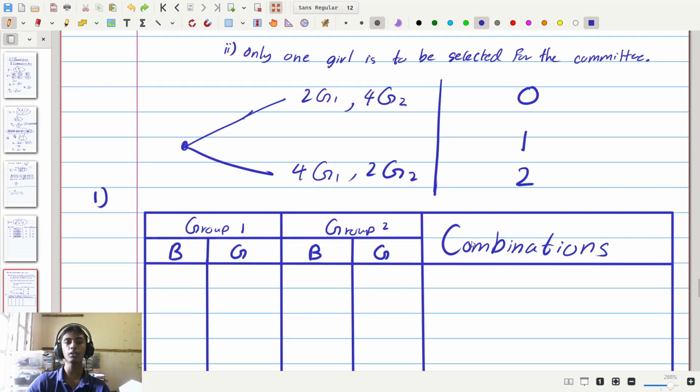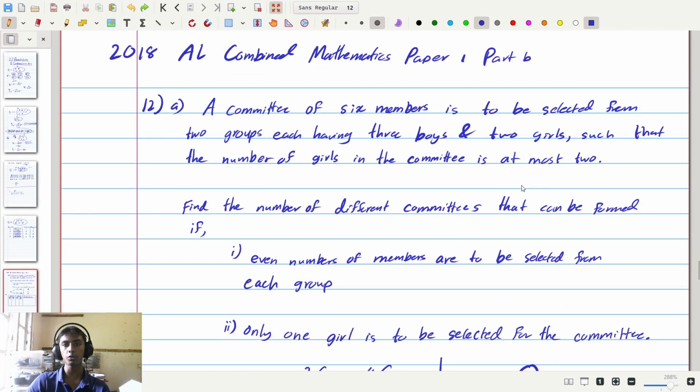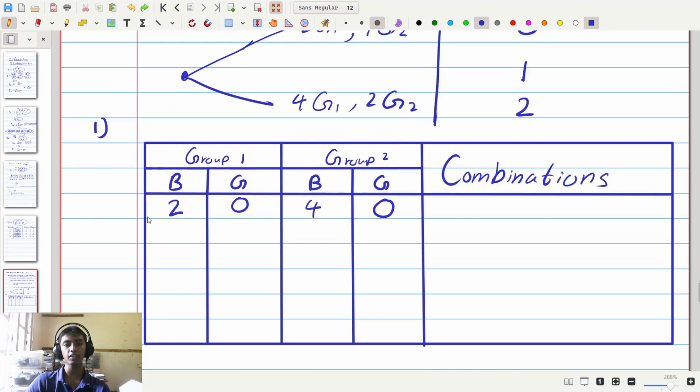If we want to choose 0 girls, in the first case that we choose 2 from group 1 and 4 from group 2, to choose 0 girls, we must choose 2 boys from group 1, 0 girls from group 1, 4 boys from group 2, and 0 girls from group 2. However, we cannot choose 4 boys from group 2. The reason we cannot choose 4 boys from group 2 is because, according to this, there are only 3 boys in a group. So that means that this condition is impossible.